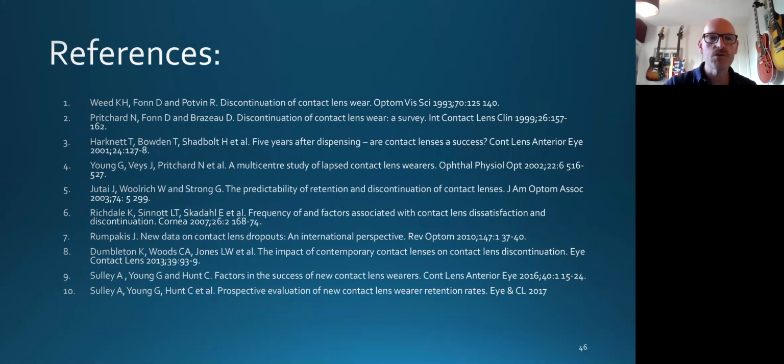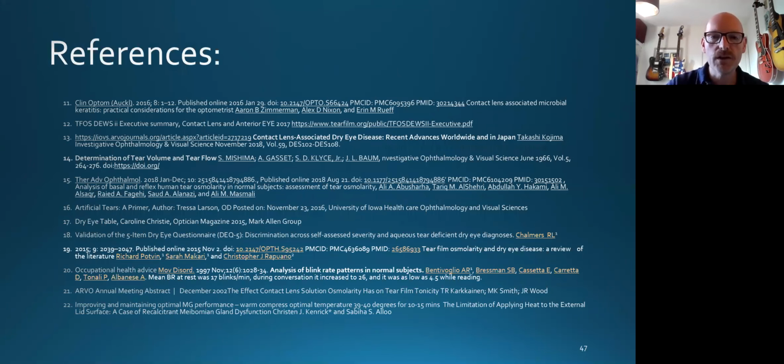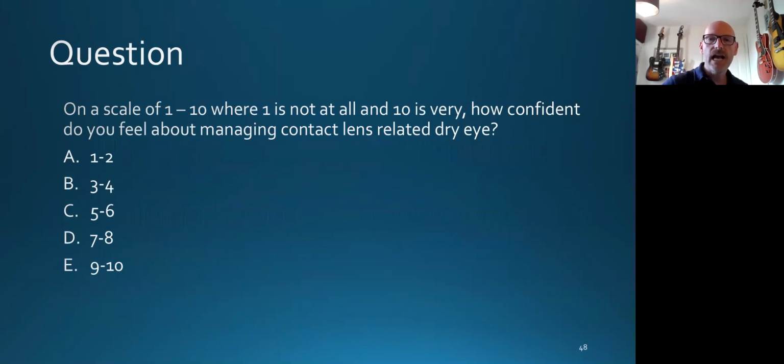These are our references, which will be available for you to read through when you get copies of the slide deck. And finally, on a scale of 1 to 10, this looks like a familiar question. I'd like us to return and have a look at the confidence scale here. So again, John, if we could bring up the final voting slide, then we can poll and see how confident we feel. We had some A's and B's last time.